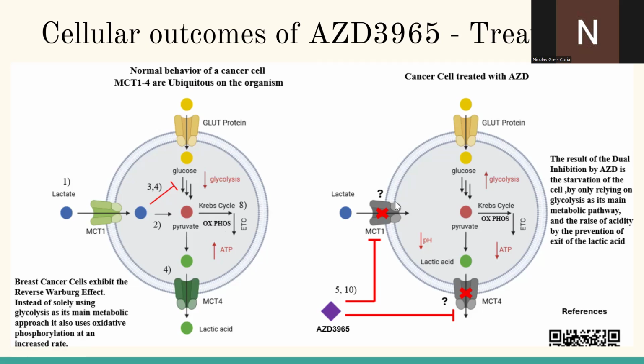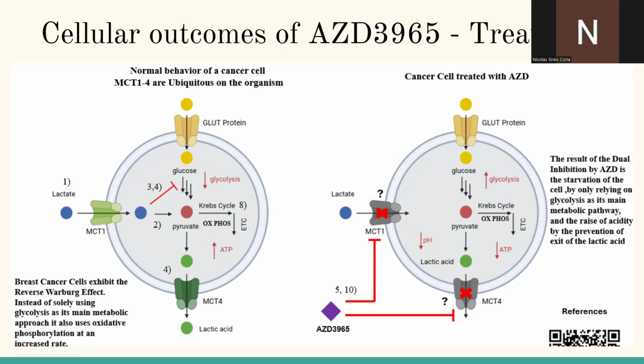When AZD blocks MCT1, lactate can no longer enter the cell. This leads to less pyruvate, less ATP, and a compensatory increase in glycolysis, which generates more acid and a drop in the pH. If MCT4 is still functioning, it can export that lactic acid out of the cell. But if MCT4 is blocked or overwhelmed, acid stress builds up and the cell becomes metabolically unstable.